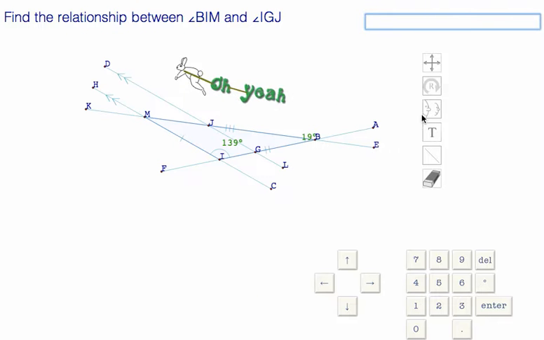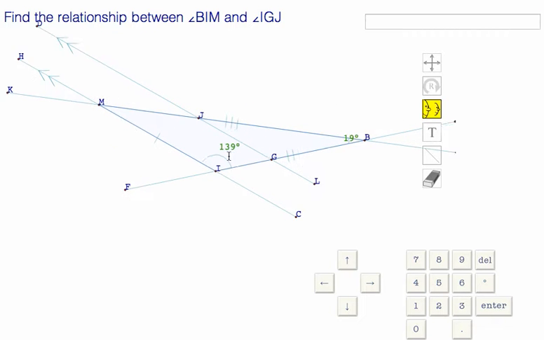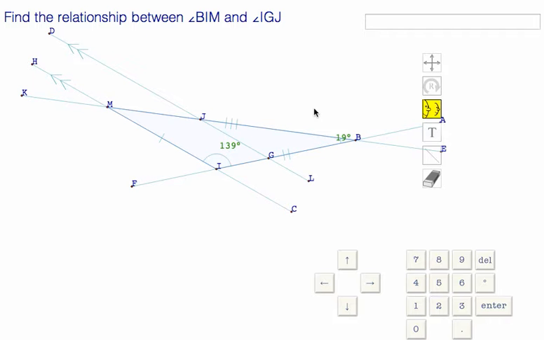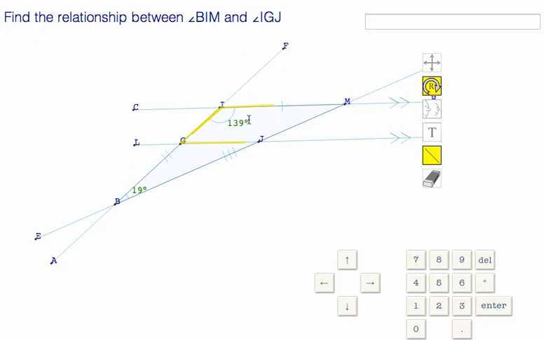All right, BIM. Let's make that a little bit larger. B to I to M, and I to G to J. Okay, so here we go. So we're talking about this angle, B to I to M, which is 139 degrees, and we're talking about I to G to J. Let's draw that. And that's our C pattern. It's kind of like a U pattern, but if I rotate it, here's your C. Okay, and C values are supplementary.